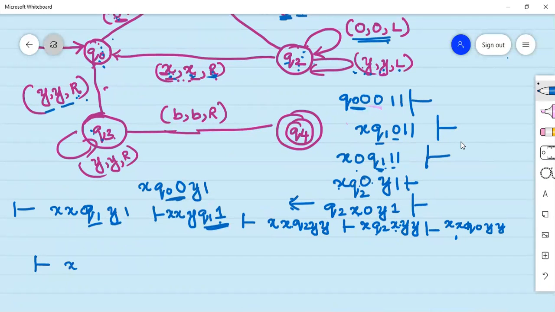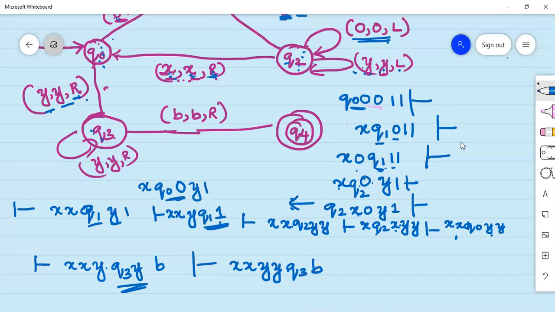So from here, x will remain as it is. Y also you are not going to change. So y will remain as it is. You are going to move right side and going to change the state to Q3. So this is my, I'll add blank here. Okay. Now what about Q3 on Y? Just move right. So XX, YY and I moved right. The state is still Q3.